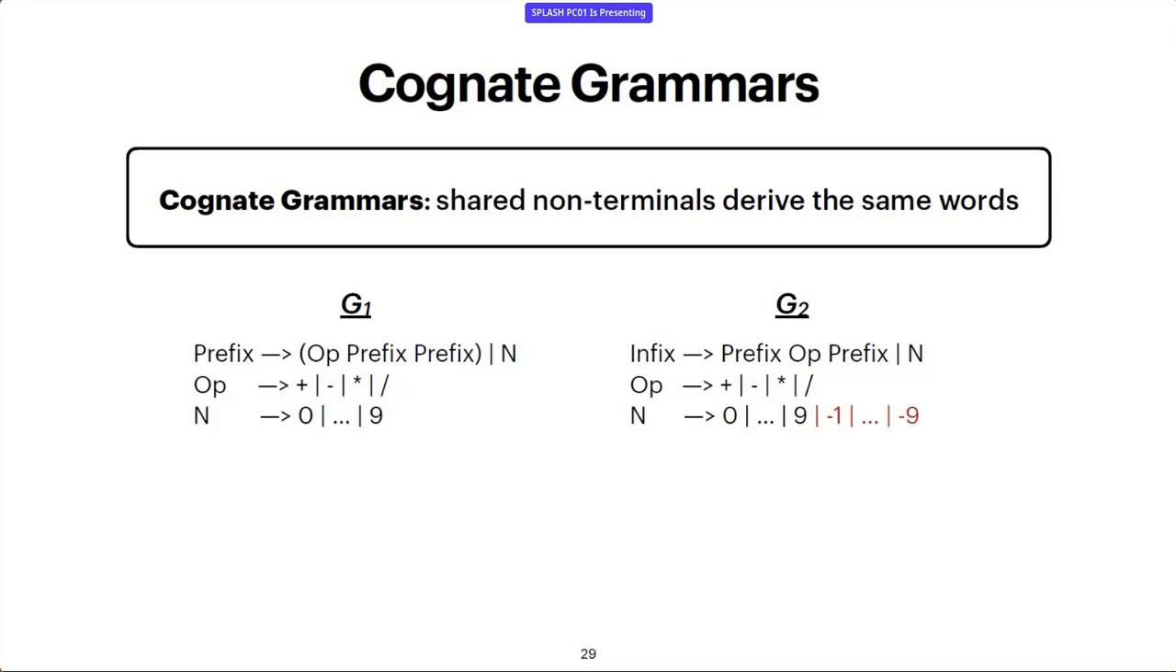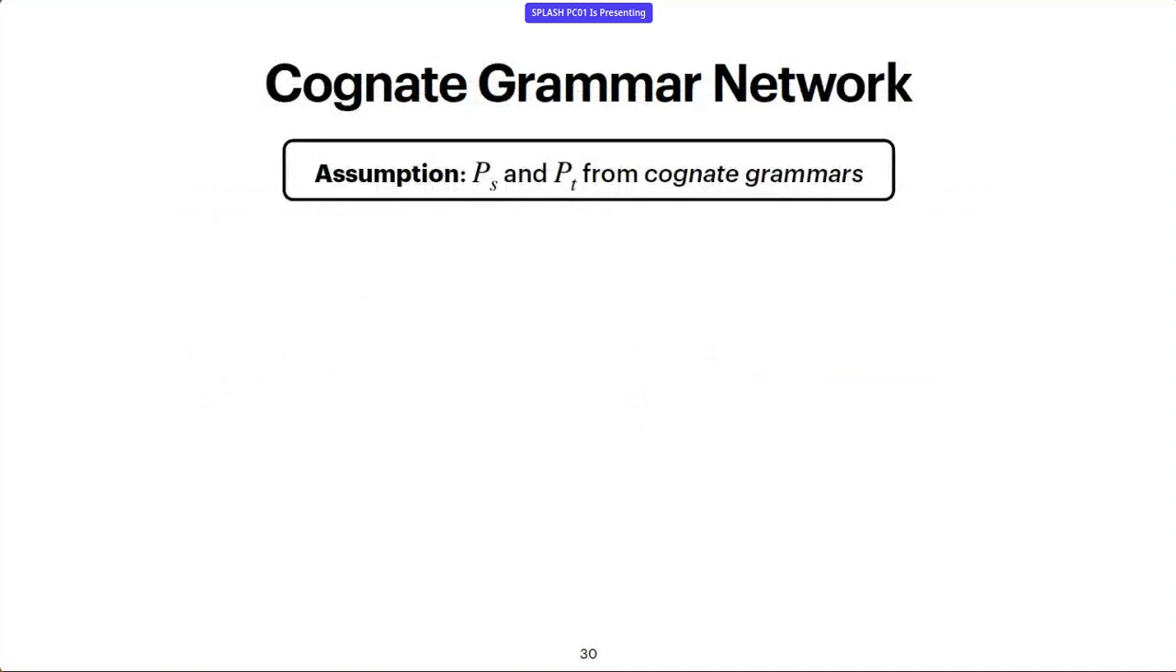So these two grammars are in fact cognate grammars. However, if we extended the grammar G2 on the right to include negative integers, but didn't extend the grammar on the left, G1, these would no longer be cognate because the shared non-terminal n no longer derives the same words. So that's the notion of cognate grammars.